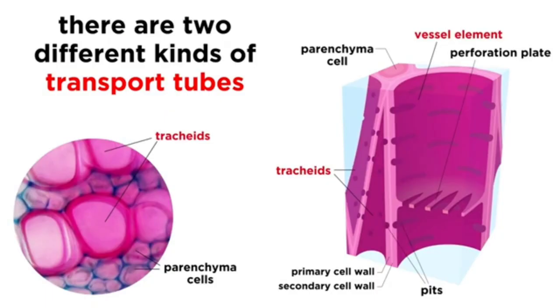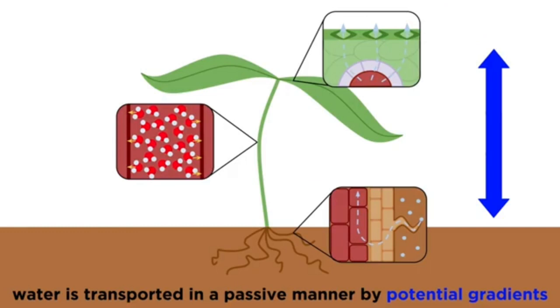Within the xylem, there are two kinds of transport tubes, composed of the tracheids and vessel elements we just mentioned. Tracheids are smaller and tapered at each end, while the vessels consist of cells lined up to create open tubes, which are also called xylem conduits. These conduits are around the width of a human hair and can be extremely long. Water is transported in a passive manner through the plant by pressure and chemical potential gradients.